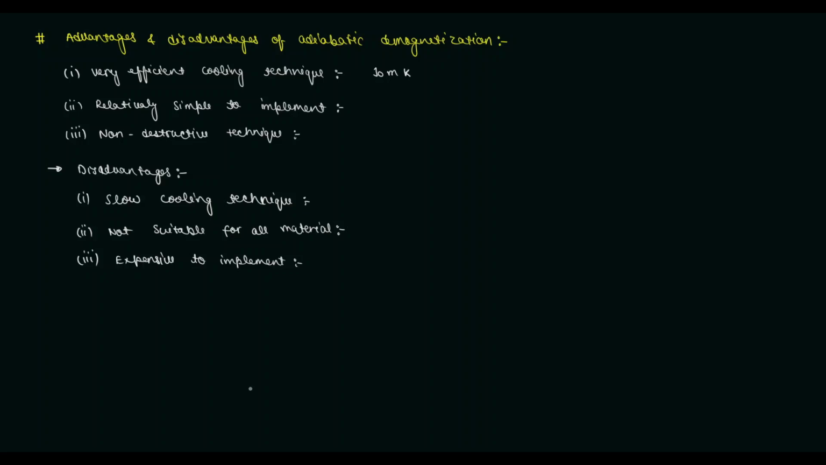But nevertheless, adiabatic demagnetization is a powerful cooling technique that has a variety of applications. It is very efficient, simple, and non-destructive, but it is also very slow, not suitable for all materials, and can be expensive to implement.